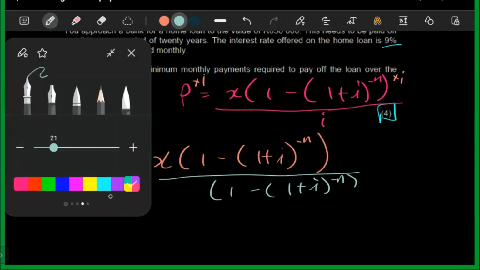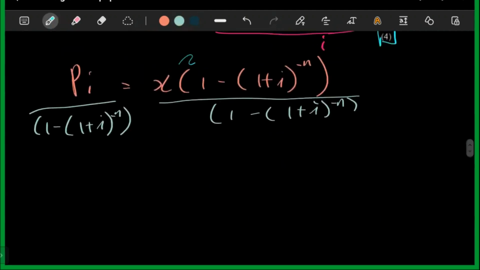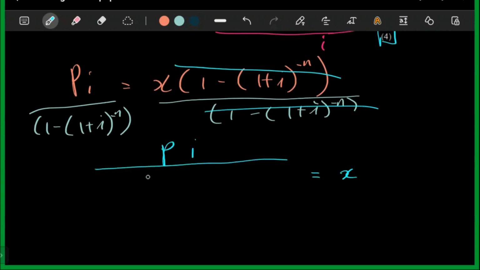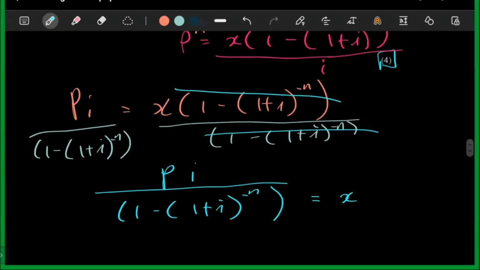So all this here, let's see, this cancels this. You're going to have x is equal to P multiplied by i, over 1 minus (1 plus i) to the power of negative n. There you go. So solving for x here is not going to be a hassle. You just have to make sure you put your values properly in the formula.